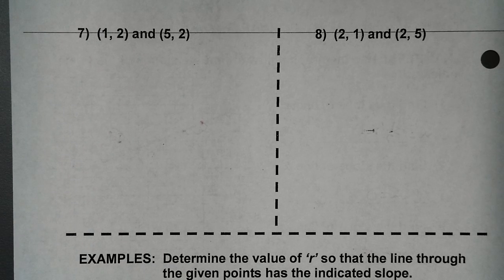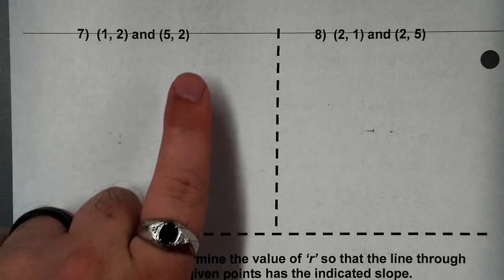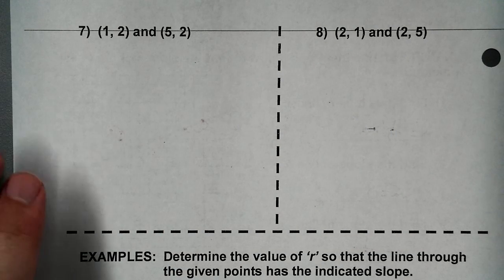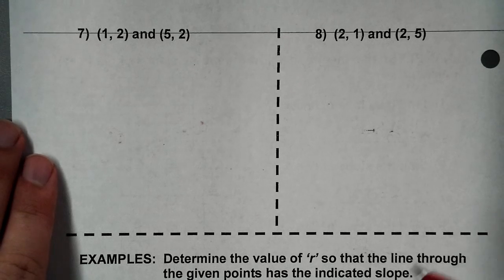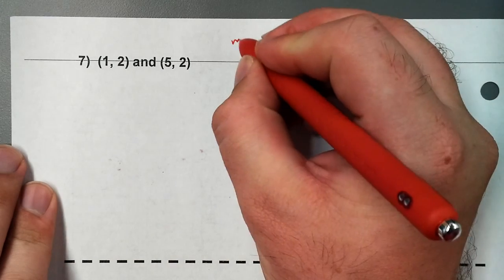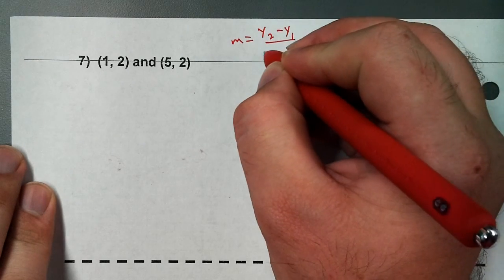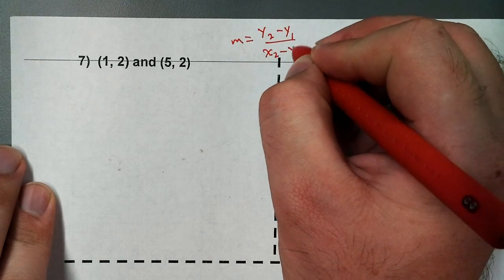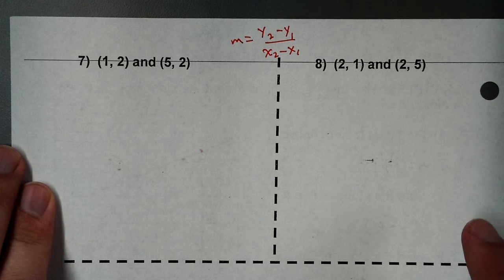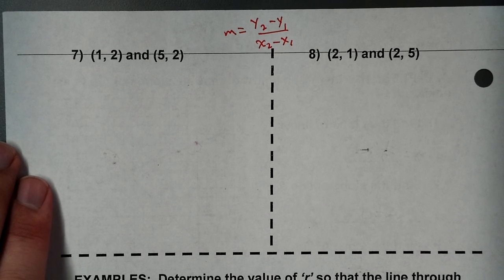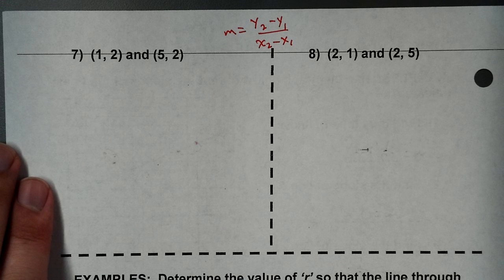Alright guys, I've flipped over the back. I want you to practice getting the slope of these two lines. Just use your formula. Remember, your formula is the slope equals y2 minus y1 over x2 minus x1. So practice. After you get the answer, go ahead and simplify your fraction, and then we'll check it.